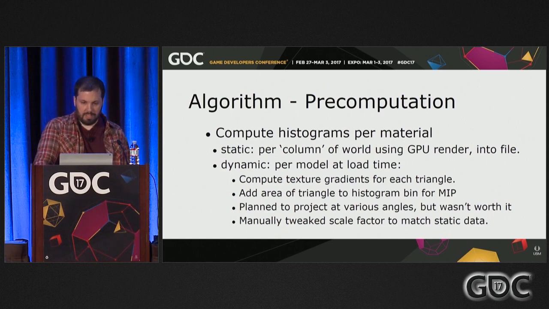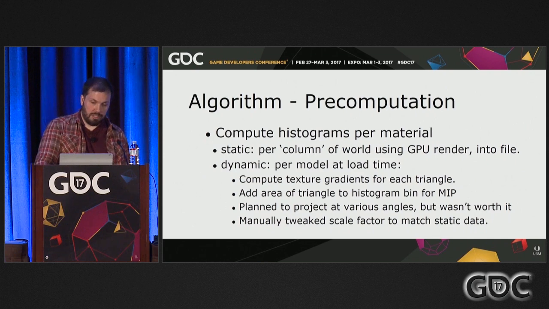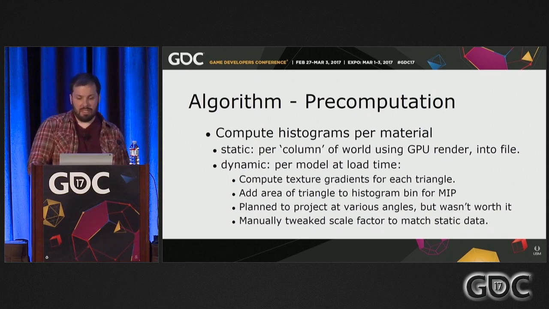So the pre-computation, for static geometry, we divide the world into a number of columns, and we use a GPU to render that into a file, and that information is then streamed dynamically to drive the texture streaming. For dynamic models, at load time, we compute texture gradients for each triangle, so we know what MIP level they use. We add the area of each triangle to the histogram bin. Rather than projecting the triangle, we just use the area. We had originally thought about maybe projecting it based on various rotations of the model, but it didn't turn out to be much of a benefit. It actually introduced bugs where a model would turn around rapidly and something wouldn't be streamed in. So we just go with the area metric.